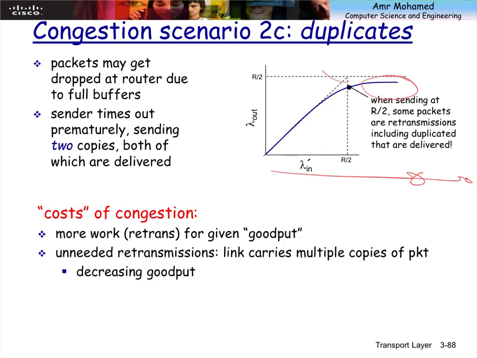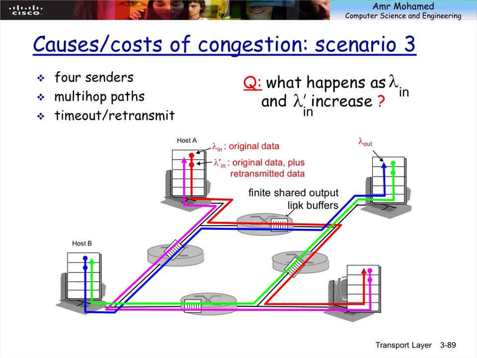But lambda out cannot reach infinity. Lambda out will be capped by R/2. But lambda in can go to infinity. Right? It's very important. This is very, very important. Why? So that's the scenario.